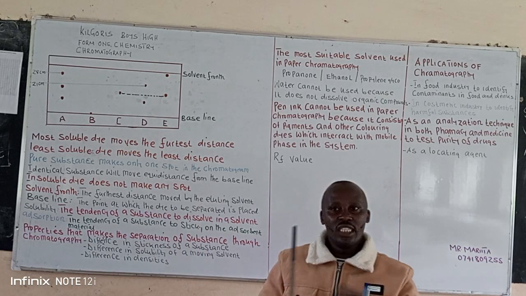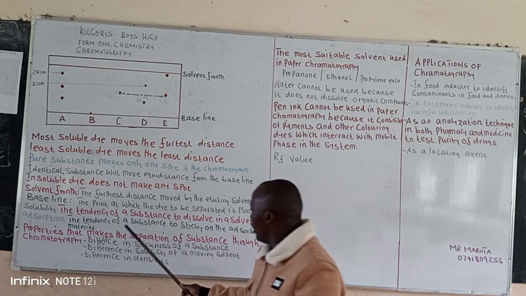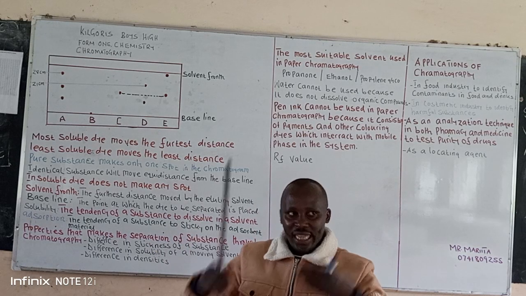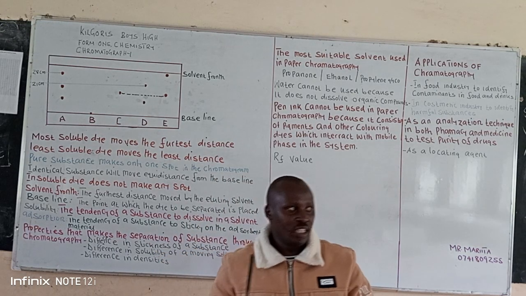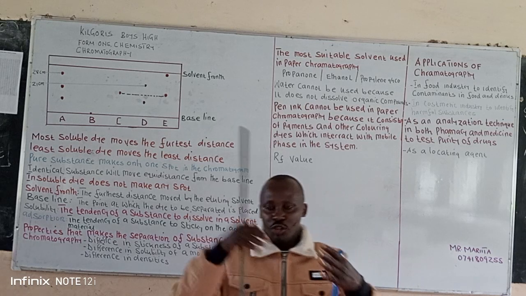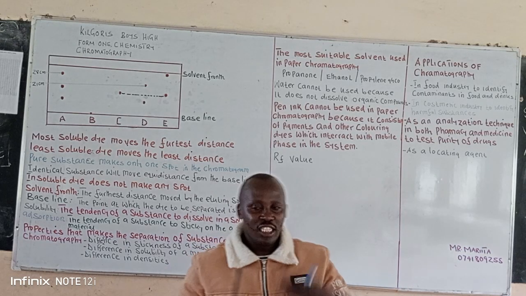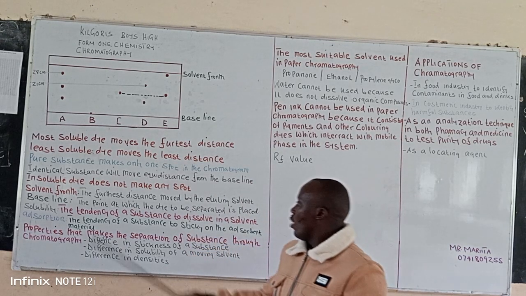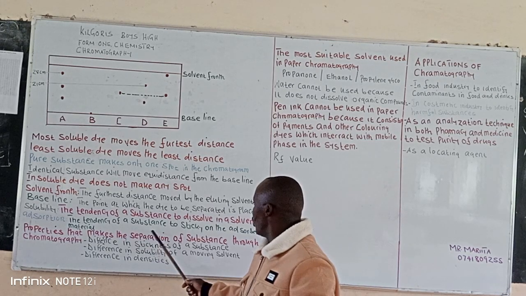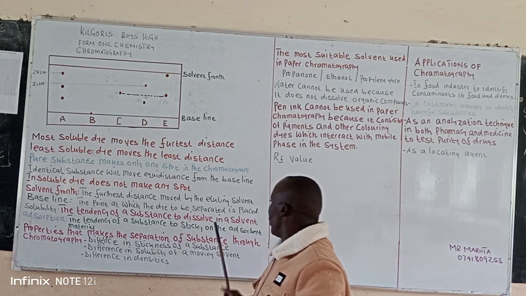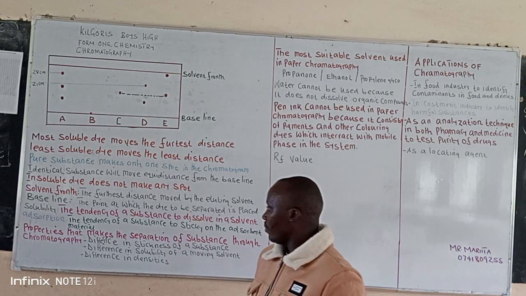What is now, in this case, solubility? Solubility is the tendency of a substance to dissolve in a solvent. So the tendency of a substance to dissolve in a solvent, that tendency is called solubility. We have now the adsorption. The tendency of a substance to stick on the adsorbent material.